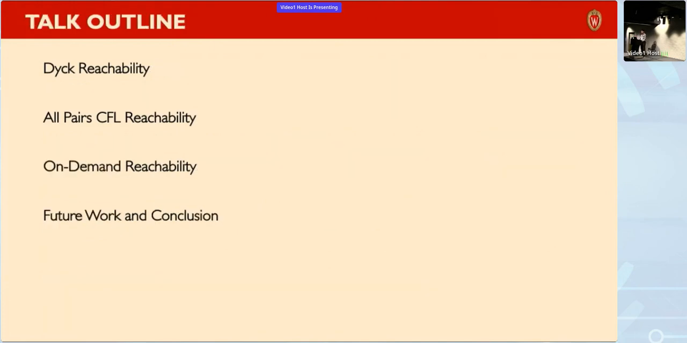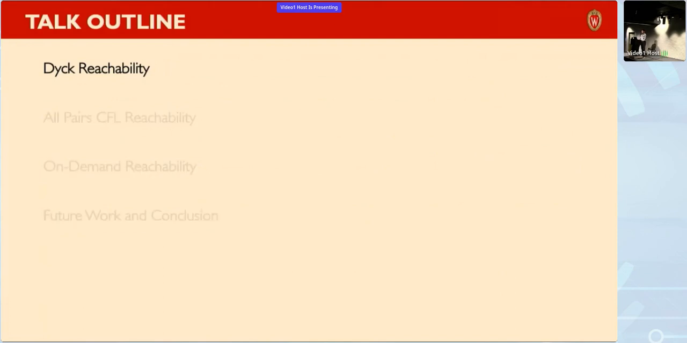In the interest of time, I will talk about the first 3 contributions, and I'll give you a flavor of some of the ideas and the key reductions that we use. I'll talk about Dyck reachability, followed by all-pairs CFL reachability, both sparse and dense. Then we'll discuss on-demand reachability. And finally, I'll talk about some future work and some interesting open problems that still remain.